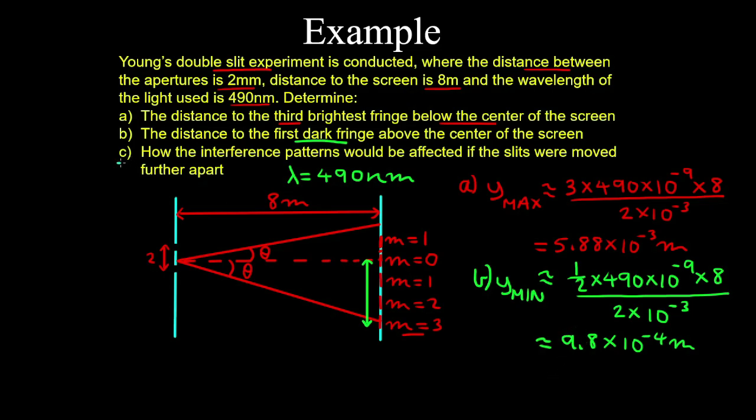And part C asks how the interference pattern would be affected if the slits were moved further apart. So if the distance between the slits increases, then the distance to the fringes from the central maximum decreases. So the fringes become smaller, and the bright and dark spots get more squished together.